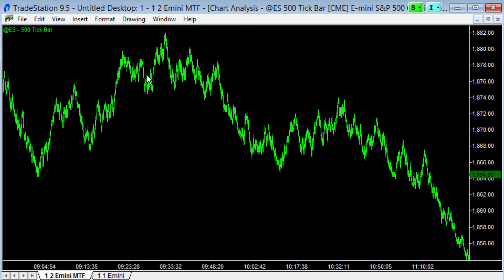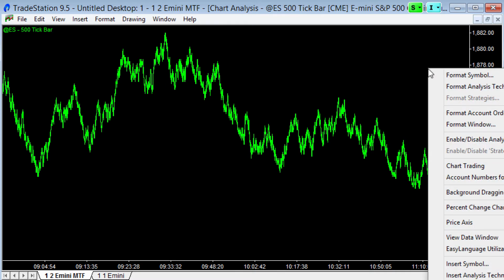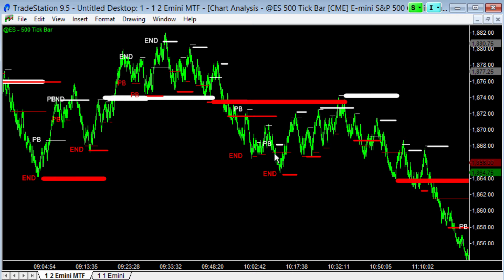Okay, so the first thing, we've got a 500 tick bar chart here of the Emini continuous contract, and the first thing I'm going to switch on is the multiple time frame version of Better Sine Wave. So I'll put that on my chart. There we go. And all this does is plot the support and resistance levels and the pullback and end of trend signals from 3 different time frames all in one. The lightest lines on this chart here are showing the support and resistance levels and the pullback and end of trends from the lowest time frame, the 500 tick bar chart.